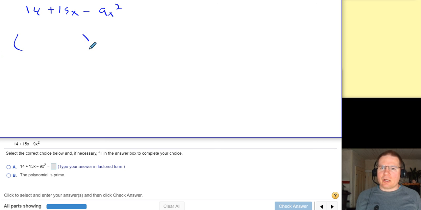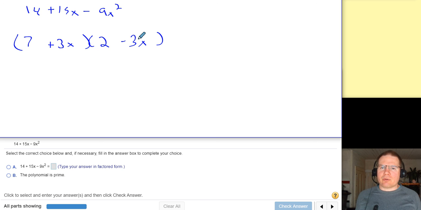That's fine. X can be on the right side here. To get 9, I'm guessing it's going to be 3 and 3. It's negative, so one's positive, the other's negative. To get 14, I'm guessing 7 and 2. Right? 7 times 2 is 14.